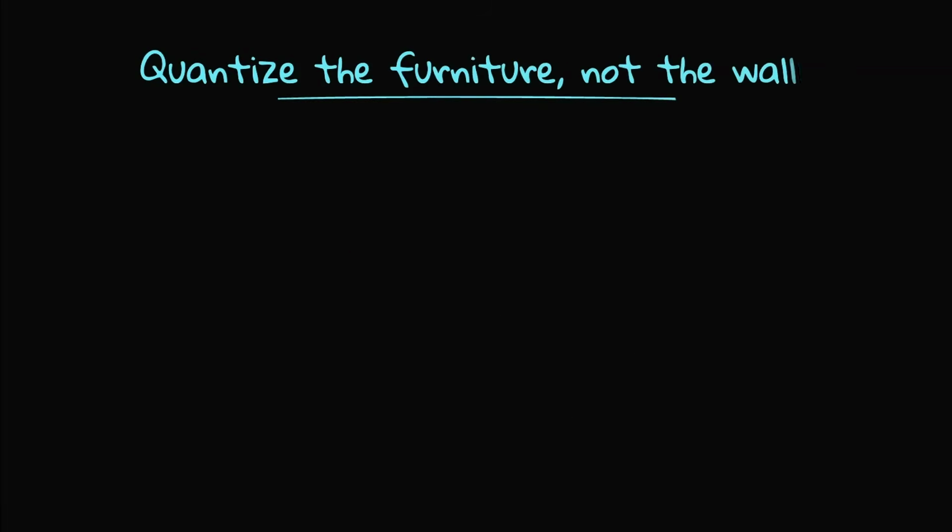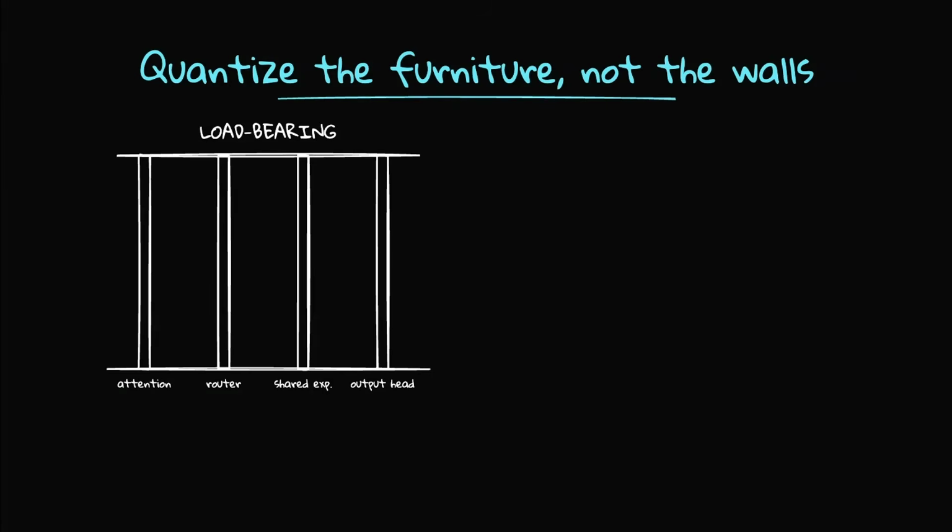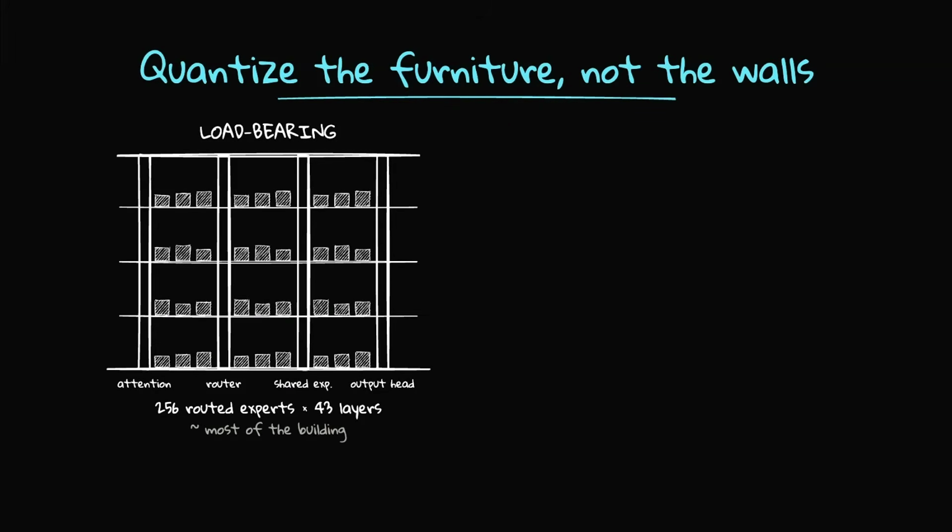So now the question becomes, if you have to crush some of the weights down to 2 bits, which ones do you pick? DwarfStar's answer is beautifully simple. To explain this, think of the model as a building. The attention layers, the routers, the shared experts, the output heads, they are the load-bearing walls. Every single token flows through them, so damage here propagates everywhere. But the routed experts, that's actually the furniture within the building. There is a massive amount of them. It's most of the building, but each token only ever touches a few of those pieces.